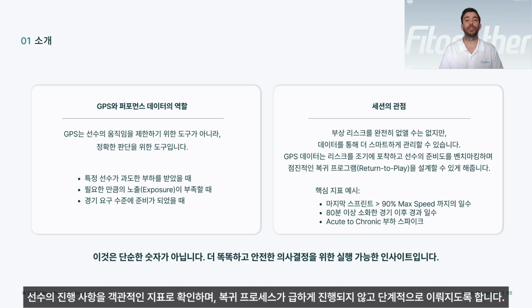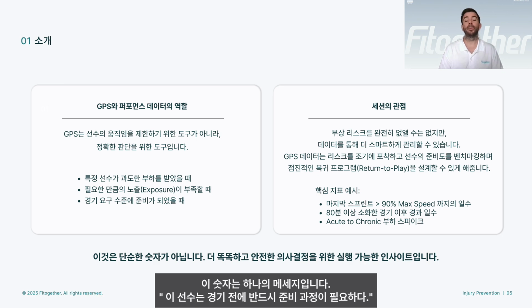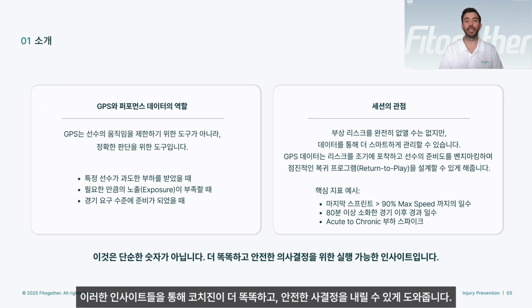For example, if a player hasn't sprinted above 90% of their max speed in over a week, or hasn't played 80 minutes recently, that's not just a number, that's a message. We need to prepare this player before match day. These are the insights that help us make smarter, safer, more proactive decisions.